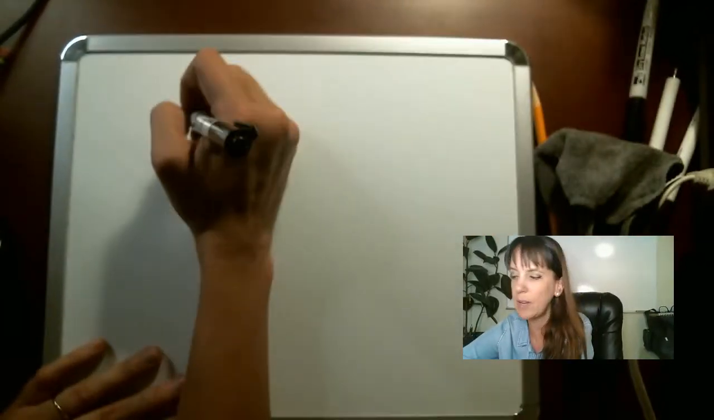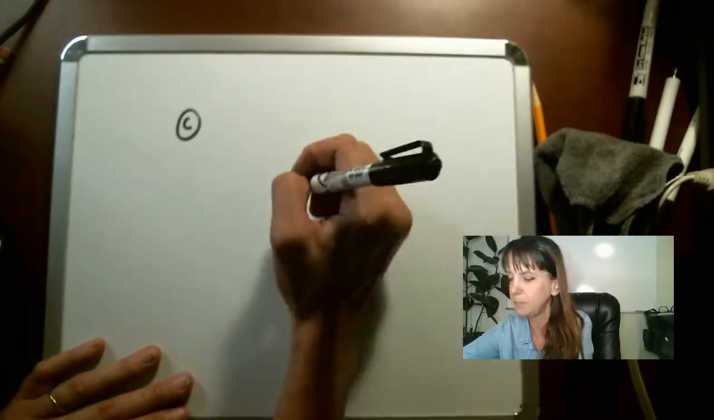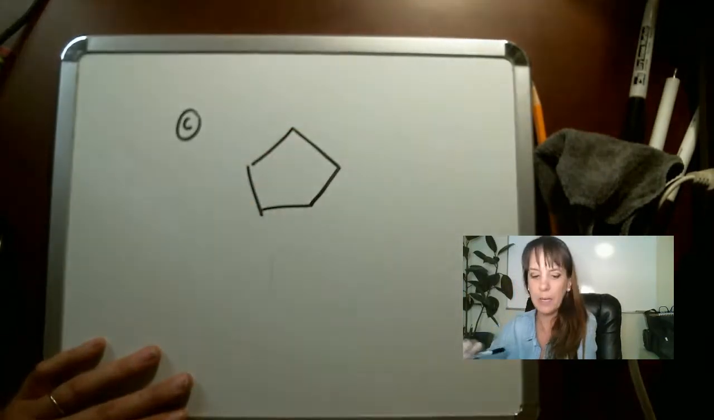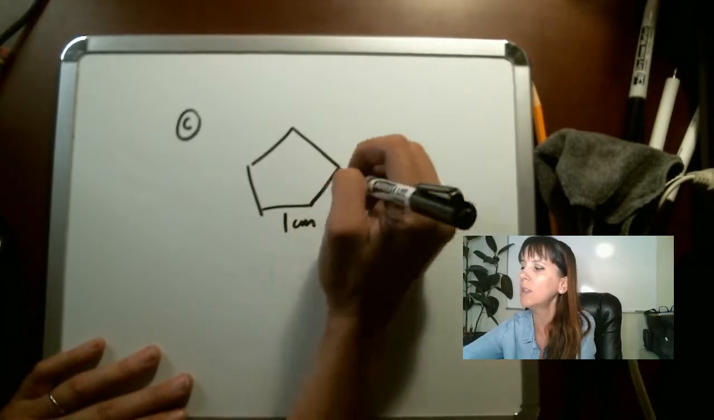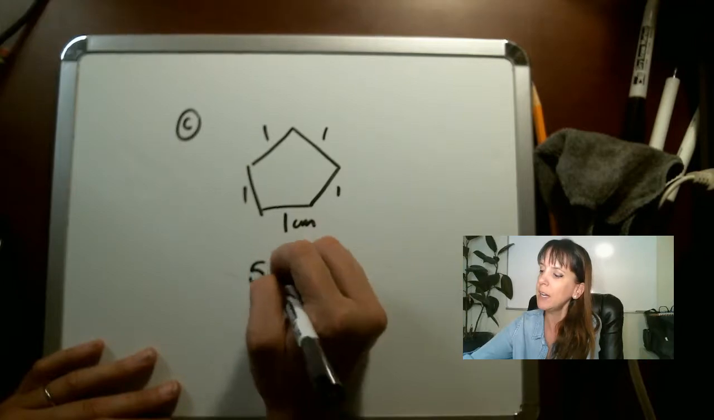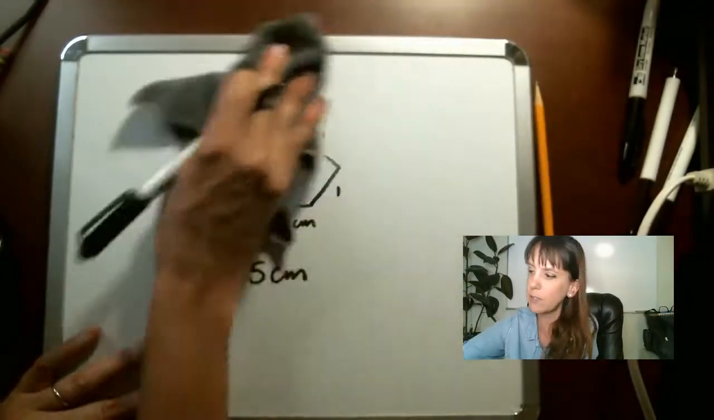All right, for C, we have a pentagon, and it looks like, I always mess these up. There we go. And it's 1 centimeter, 1 centimeter, 1, 1, 1, all the way around. We add all those up, we get 5 centimeters. That's going to be your answer there.